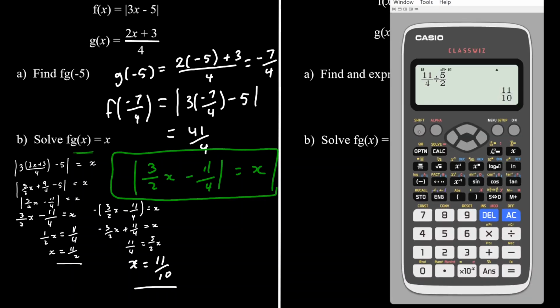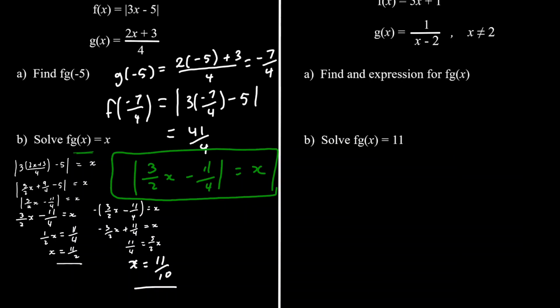So the absolute value of 3 over 2 times 11 over 2 minus 11 over 4 is 11 over 2. So that one works. And 11/10, that one works as well. So they both work. So we've got two answers, 11 over 2 and 11 tenths.